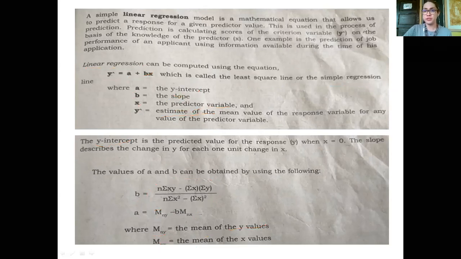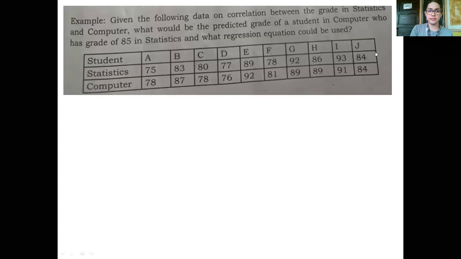So next, let's proceed to the next slide. In the next slide, we are going to compute. What I mean is we're going to use the formula that I just mentioned a while ago so that you can appreciate the importance of it. So here is the example. Given the following data on correlation between the grade in statistics and computer, what would be the predicted grade of a student in computer who has a grade of 85 in statistics? And what regression equation could be used?